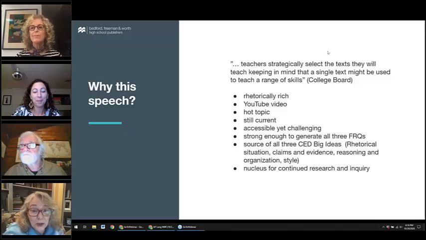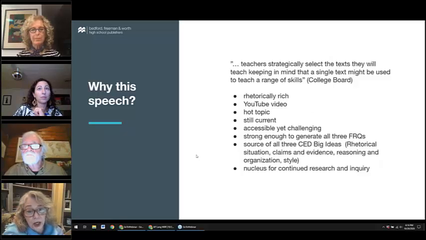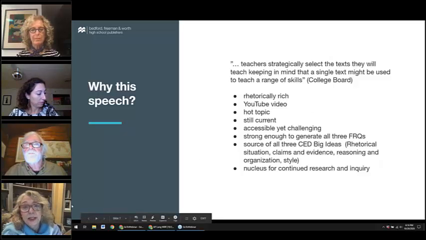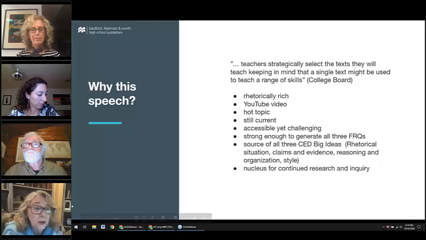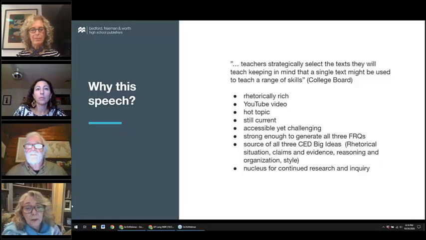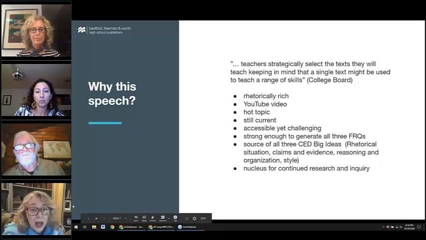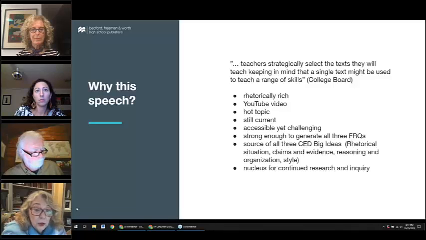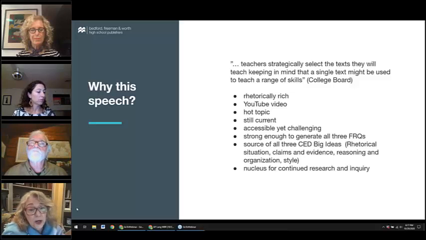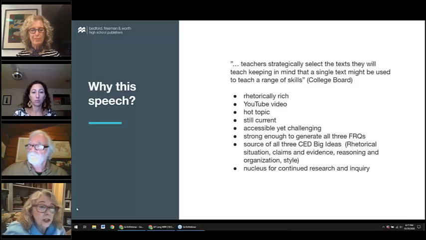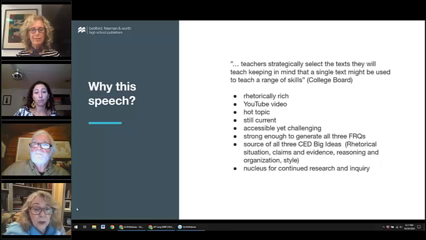Absolutely. It's also a strong enough speech to generate all 3 free response questions, and I have them on the slides here. We're not going to go through them in depth. I think the CED's 3 major big ideas, apart from style, which is the 4th one, rhetorical situation, claims and evidence, reasoning and organization, are all here in great abundance. But the main thing, and Robin's going to pick up on this, is that it's also a nucleus for continued research and inquiry.